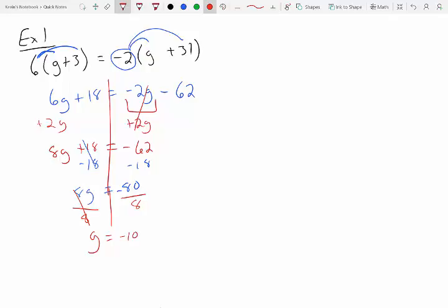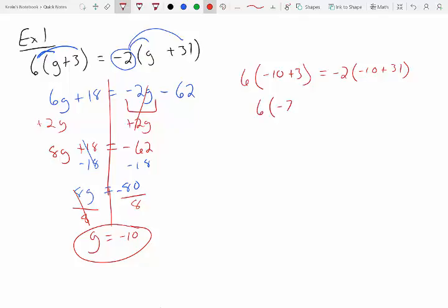So if I wanted to check this then, I could put that in. I can say g equals negative 10, so I'm going to put it in 6 parentheses, negative 10 plus 3 equals negative 2 parentheses, negative 10 plus 31. And I can check this, I have to do parentheses first. So negative 10 plus 3 gets me negative 7. 6 times negative 7 is negative 42. Then if I do this side, negative 10 plus 31 gives me 21. Negative 2 times 21 gives me negative 42. So it works.